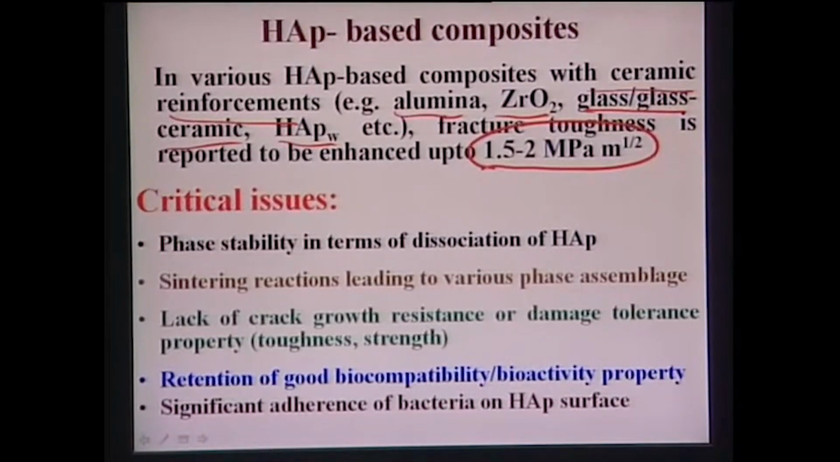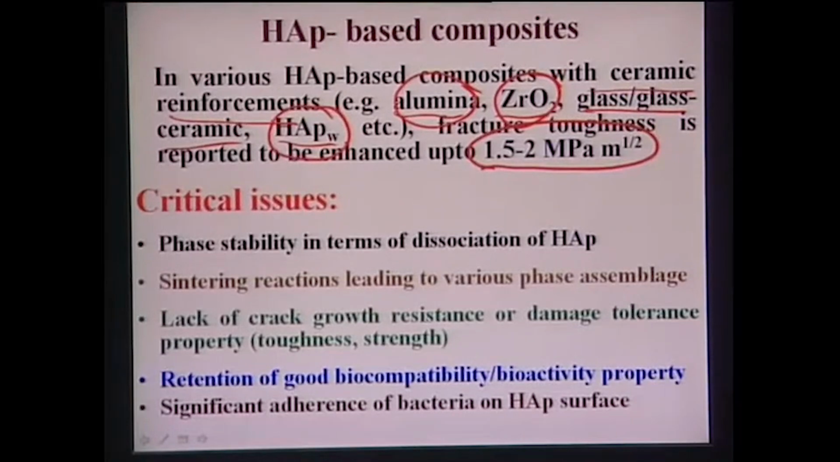So, what does this statement mean? This statement means if you add alumina or zirconia or hydroxyapatite whiskers, the fracture toughness can be modestly improved, and this modest improvement is shown in the final toughness values of up to 2 MPa square root meter. Now, what are the critical issues that should be considered in the development of hydroxyapatite?